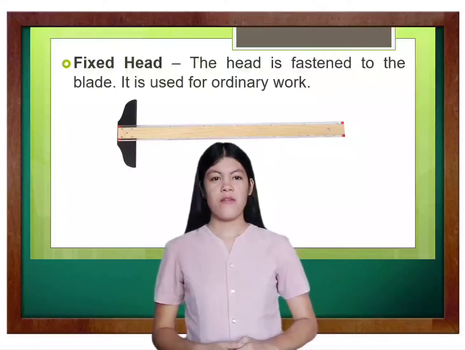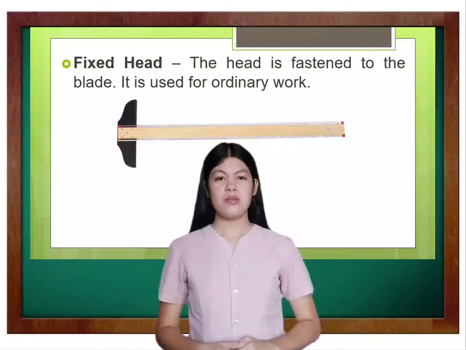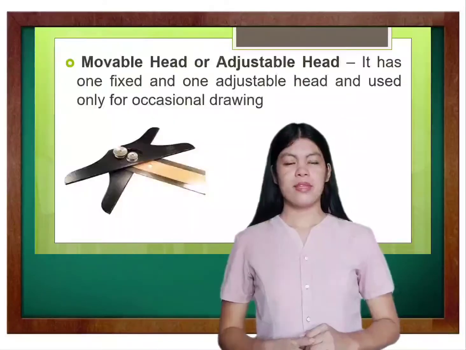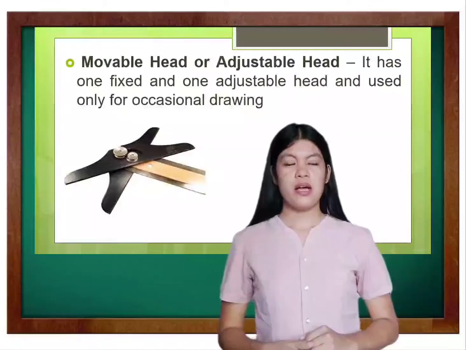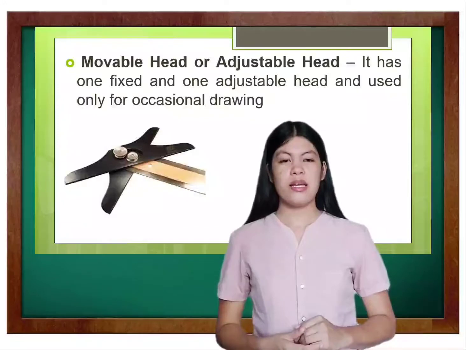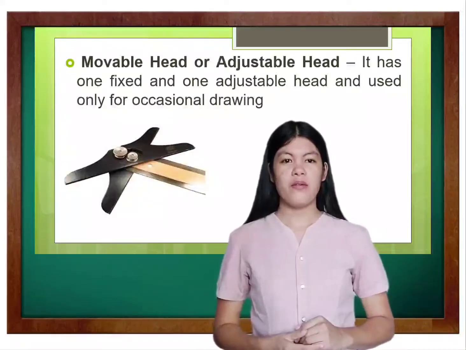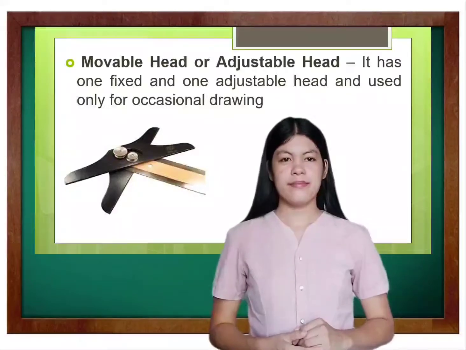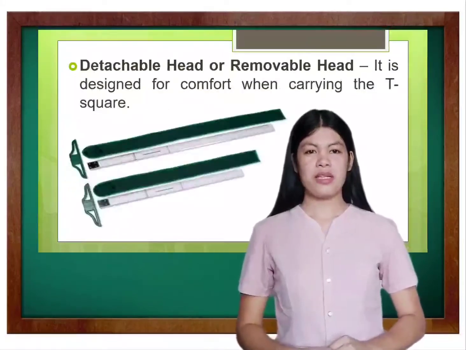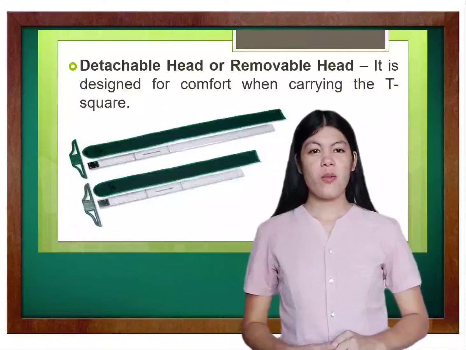First, we have fixed. The head is fastened to the blade. It is used for ordinary work. Second type of T-square is movable head or adjustable head. It has one fixed and one adjustable head and is used only for occasional drawing. Another type of T-square is detachable head or removable head. It is designed for comfort when carrying the T-square.